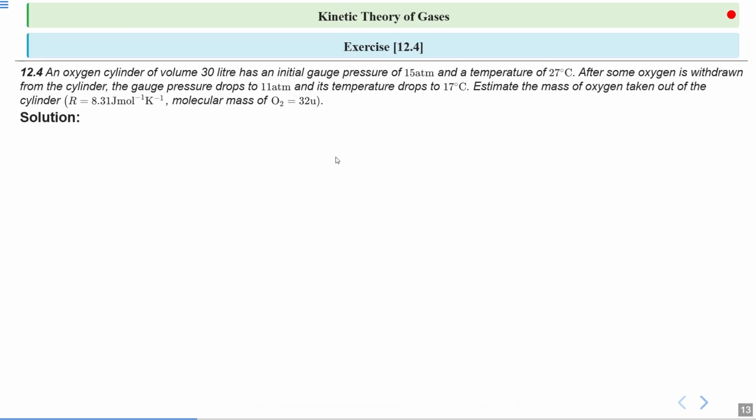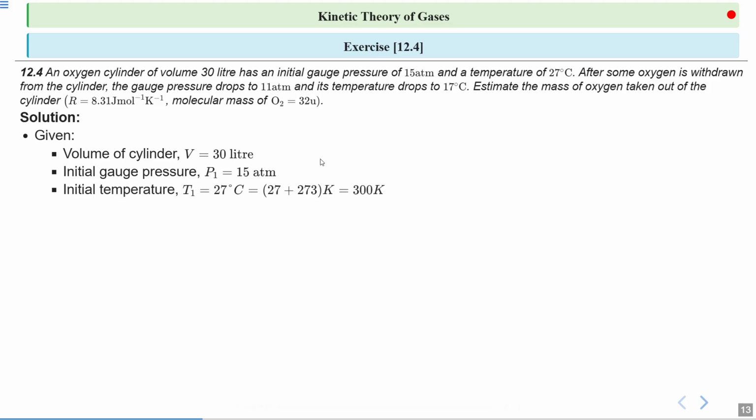Let's see the solution. We will start by listing the given information. First, we have the volume of the cylinder, which is 30 liters. Initial gauge pressure P1 equal to 15 atm. Initial temperature T1 equal to 27 degrees Celsius. So here we need to convert degrees Celsius to Kelvin by adding 273. So it will be 300 Kelvin.